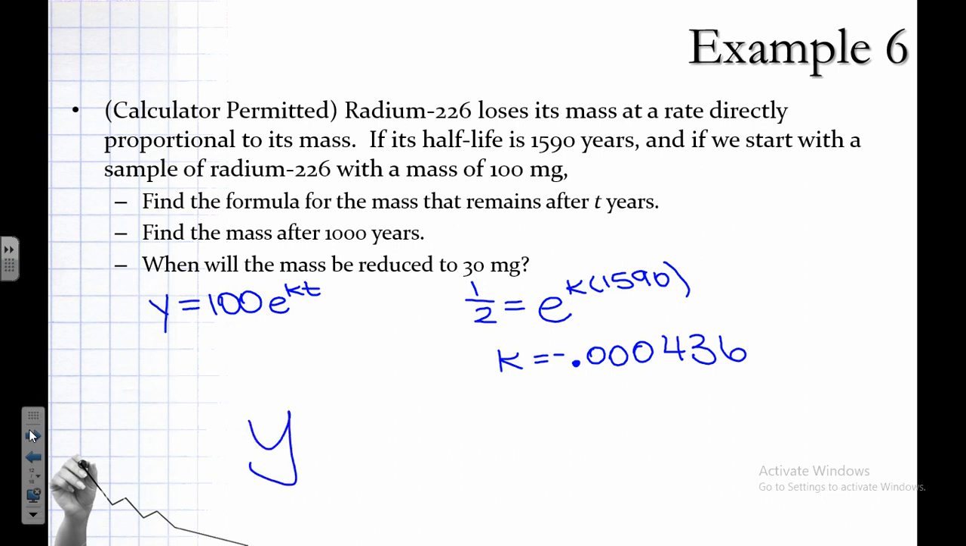Okay? So y equals 100e to the negative 0.00043. Why is it negative? Because we're decreasing, it's half-life, we're getting smaller, okay? How did I know that 4.4 didn't sound right? Because it should be less than 1, right? I just didn't hear the rest of your number.